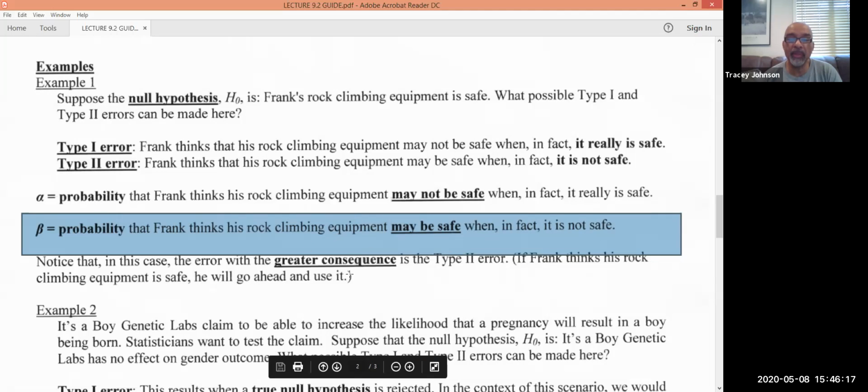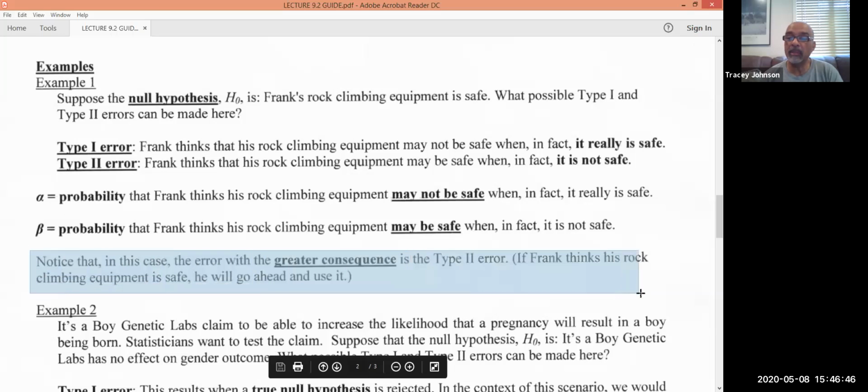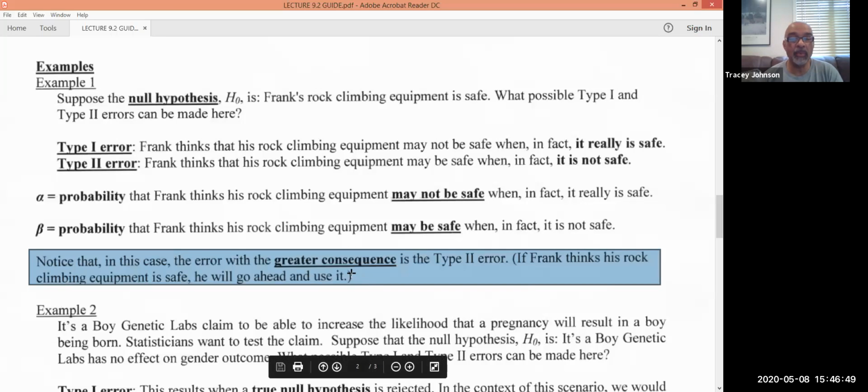Sometimes we have to consider which error has greater consequence. Notice that in this case, the error with the greater consequence is the type 2 error. If Frank thinks his rock climbing equipment is safe, he will go ahead and use it. But his rock climbing equipment may not be safe. Bad news. He's up there on the side of a mountain someplace. He notices maybe some of his carabiners are a little loose, aren't doing their job. Maybe some of his ropes are frayed.